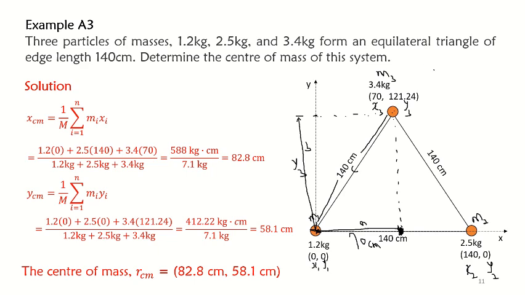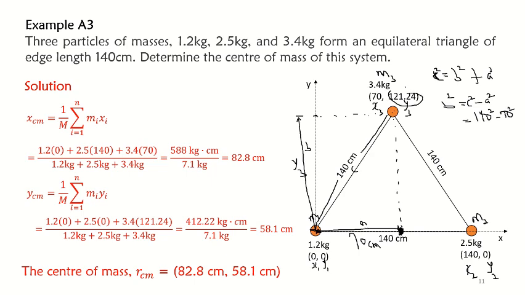Pythagoras theorem says C squared is equal to B squared plus A squared. So B is the unknown. So B squared is equal to C squared minus A squared. So if you substitute 140 squared minus 70 squared, we obtain the value 121.24.